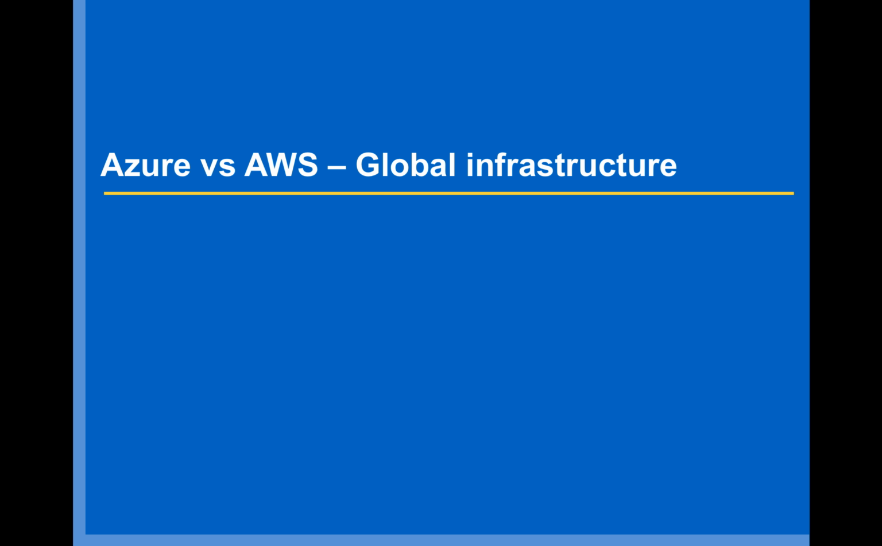In this lecture, I'm going to compare Azure and AWS global infrastructure. In other words, I'm going to compare Azure and AWS regions, availability zones, and content distribution network locations, i.e. edge locations in AWS language. So firstly, let me take you through Azure regions.